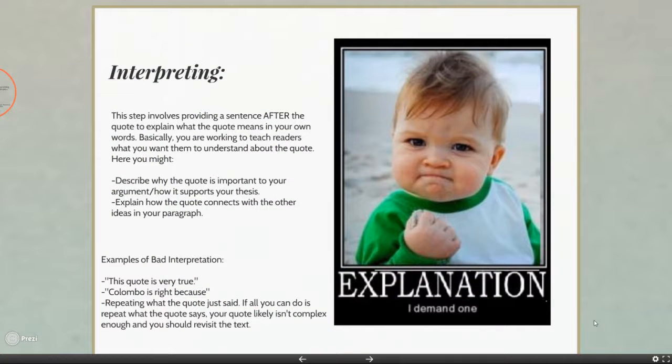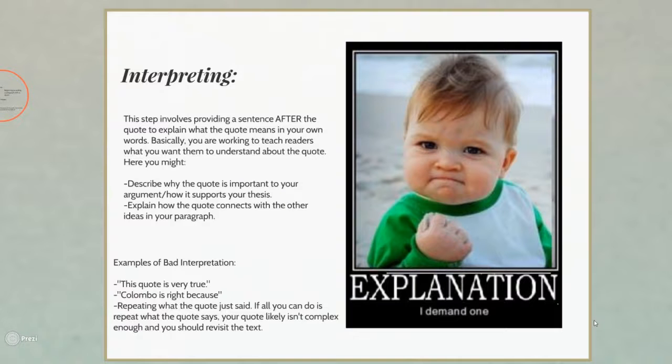The third of our 3 I's is the interpretation step, and this involves providing a sentence or two after the quote where you explain what the quote means in your own words. So basically, here is your opportunity to teach the readers what you want them to understand about the quote. I often tell students, if you miss this step, you're missing a real opportunity to emphasize the aspects of the quote that you think are important and move into your own argument. So again, here you can describe why the quote's important to your argument, your thesis, and maybe even move into your explanation of how the quote connects with the other ideas in the paragraph. But you're looking at the words and ideas in the quote and discussing what they mean.